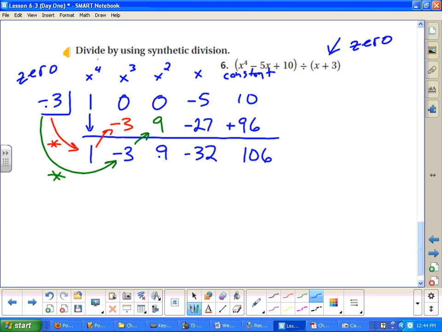Now, what's happening is I'm taking a 4th degree polynomial and dividing by a 1st degree polynomial, which means I'm going to end up with a 3rd degree, or a cubic. So it's going to be 1x cubed, and then I just go down with my powers. Minus 3x squared plus 9x minus 32. And this number here, 106, is a remainder, so I will put that over x plus 3, my divisor.